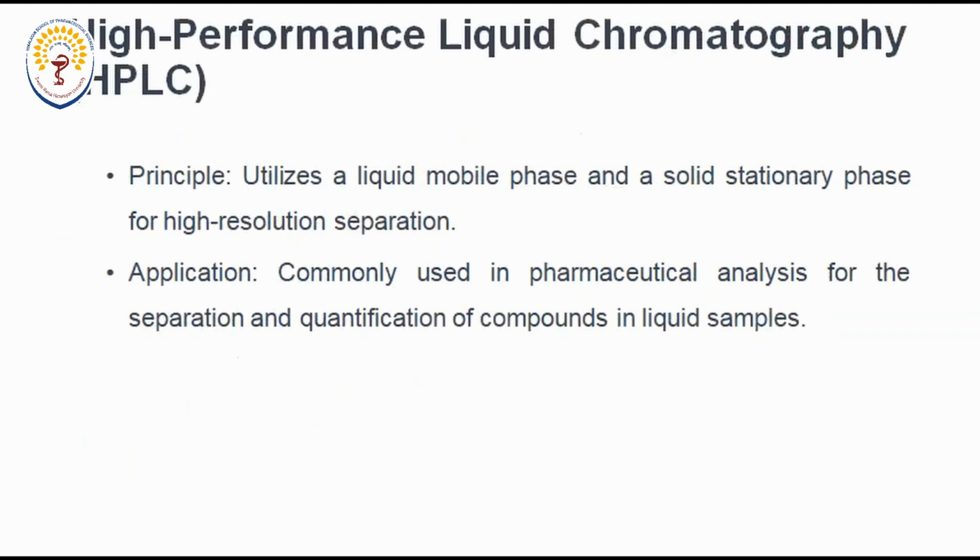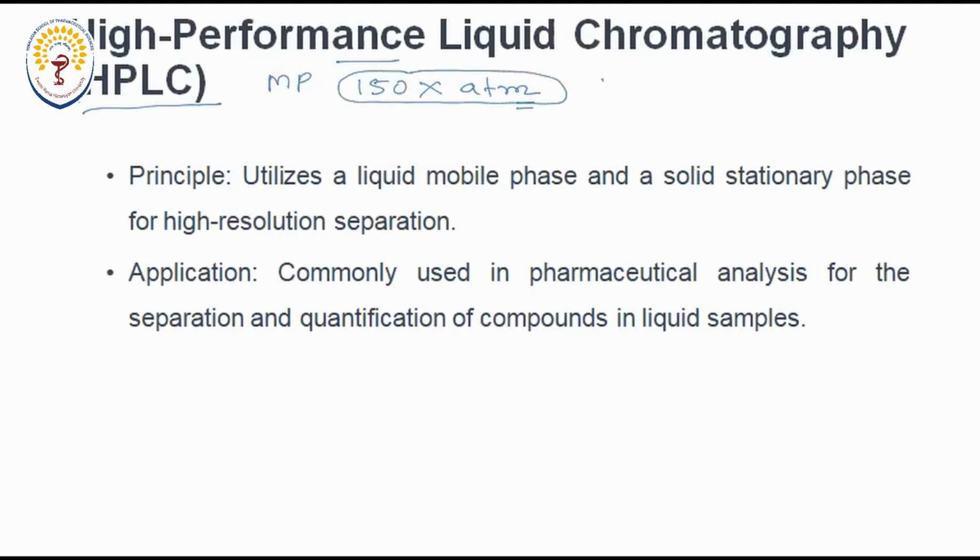Now, high performance liquid chromatography. High performance liquid chromatography is a modern technique. It is a very important technique. It is a modern technique in which we do the chromatography, but the mobile phase is run at 150 times more pressure than the atmospheric pressure. So in HPLC, the pressure is very high.